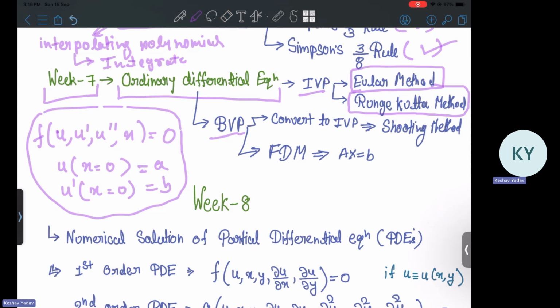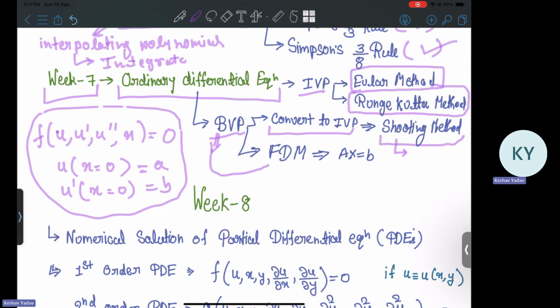Boundary value problems are second order ODEs or higher order ODEs. These boundary value problems can be solved using the shooting method. In the shooting method, we just convert the boundary value problem into an initial value problem. Then, by using the shooting method, we solve this.